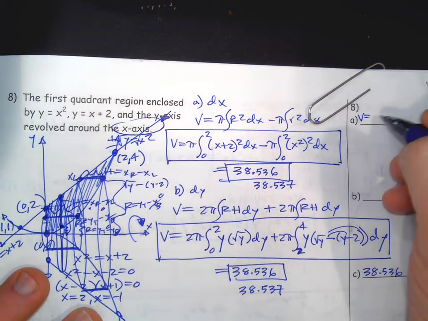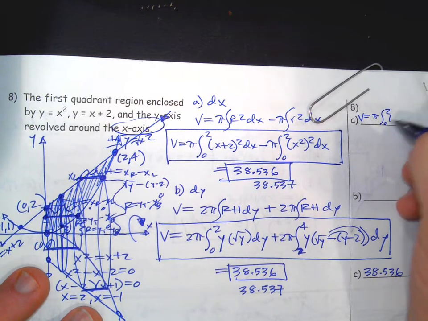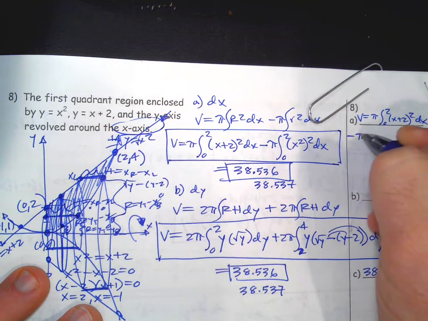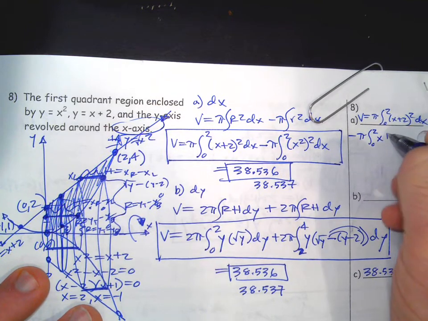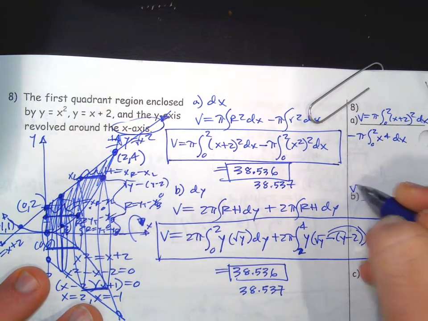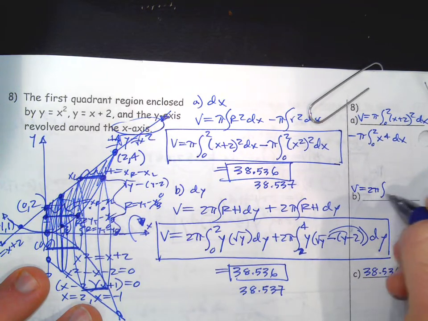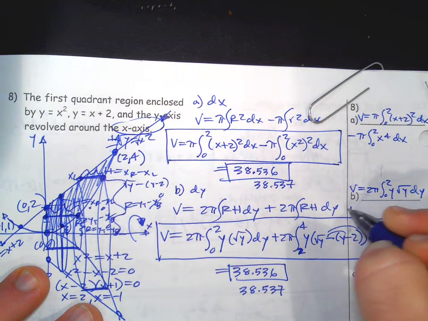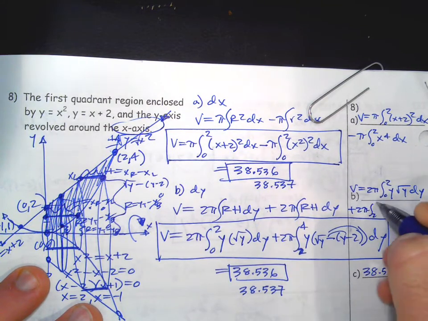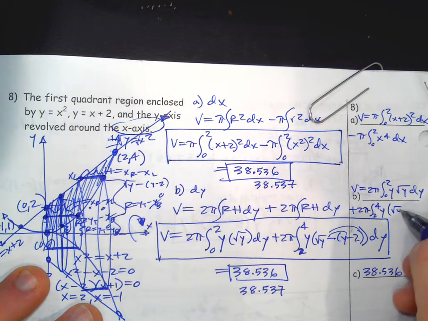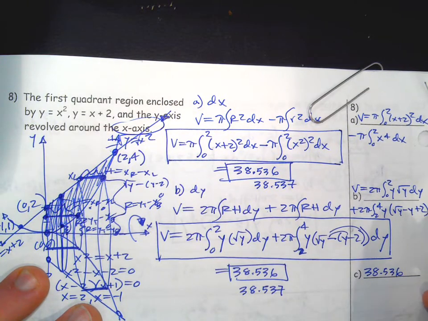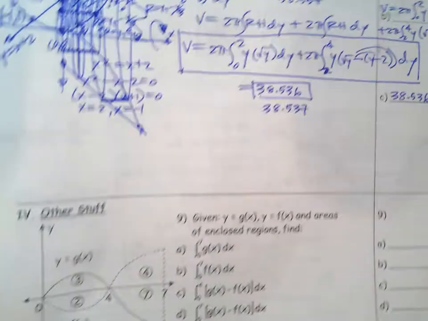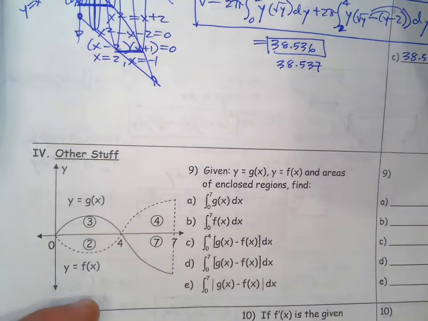Volume equals pi 0 to 2 x plus 2 squared dx minus pi 0 to 2 of x to the 4th dx. Volume equals 2 pi 0 to 2 y square root of y dy plus 2 pi 2 to 4 y square root of y minus y plus 2 dy. There we go. Setups. Yeah, 2 pictures would have been helpful on this one, I think.